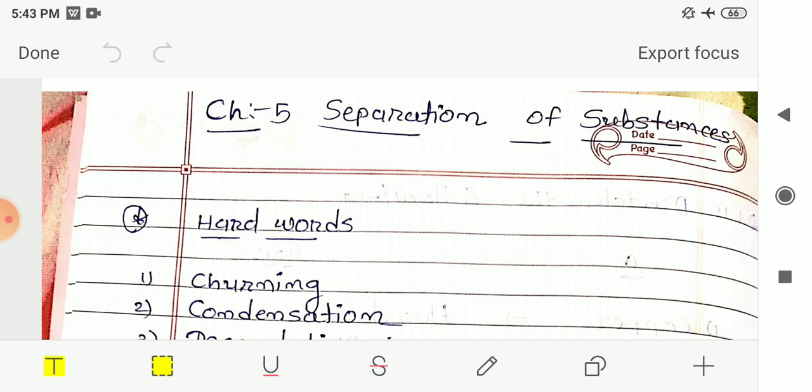Then after we had seen what is saturated solution. So the solution is said to be saturated if it cannot dissolve more of the dissolved substance in the solution at a given temperature, then that solution is known as the saturated solution.